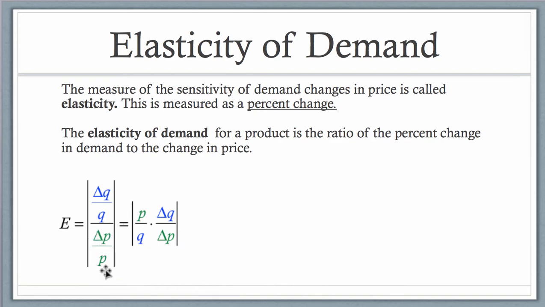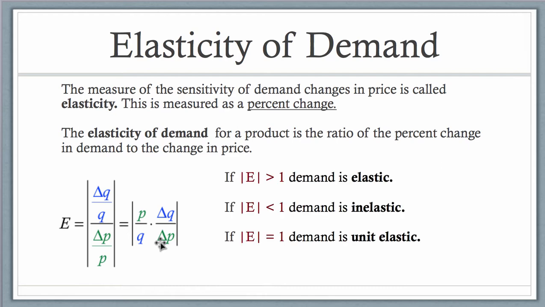We can rewrite this complex fraction a little simpler as the original price divided by the original demand times the change in demand over the change in price. If my elasticity is greater than 1, then my demand is elastic. That means that the demand is sensitive to changes in price. If my elasticity is less than 1, that means that we're inelastic, so the demand is not sensitive to changes in price. If my elasticity is equal to 1, then we have what is called unit elastic. That means the percent change in price and demand are equal.